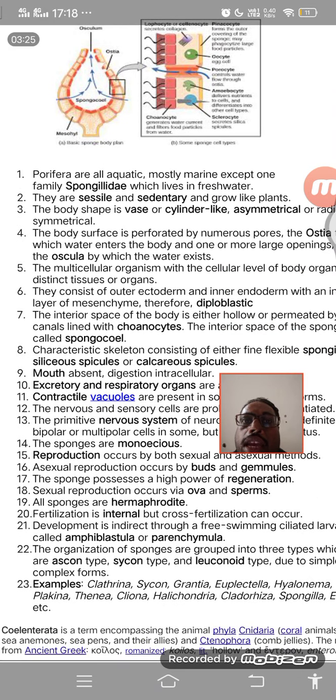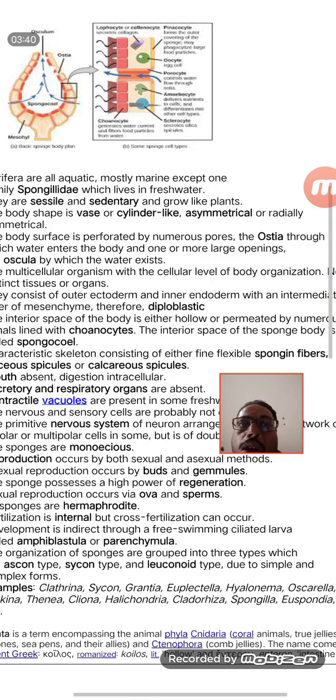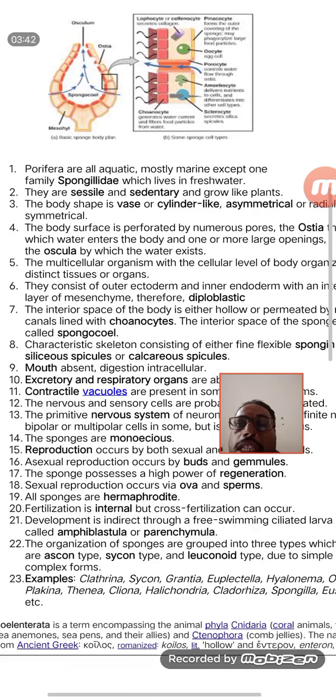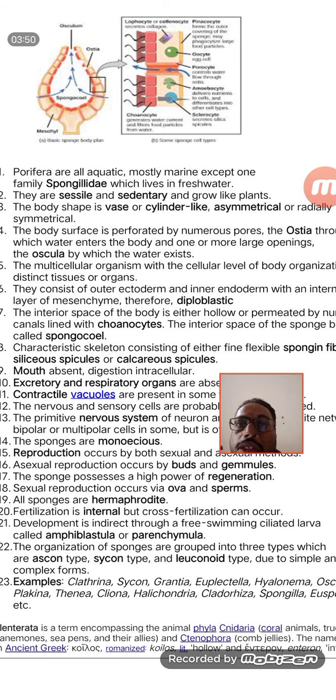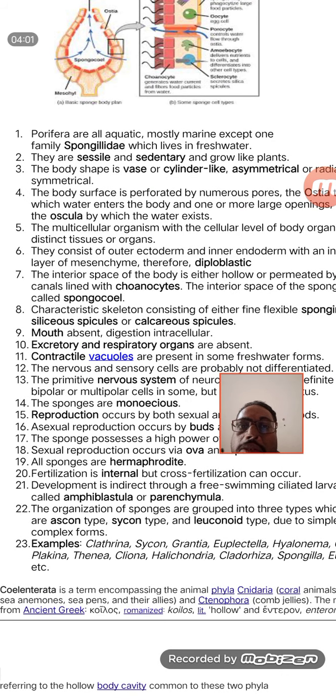It is a multicellular organism with a cellular level of organization, but no tissues are found, and they are diploblastic in nature. The interior space of the body is either hollow or permeated by numerous canals lined with choanocytes. The interior space of the sponges is known as spongocoel. The skeleton of the sponges is made of spicules, that means thorn-like structures, which are made up of silica. Mouth is absent, and digestion is intracellular; they don't have a distinct digestive system like us.